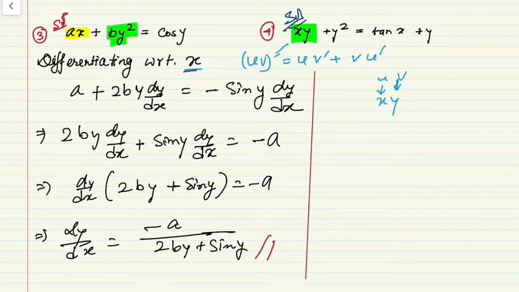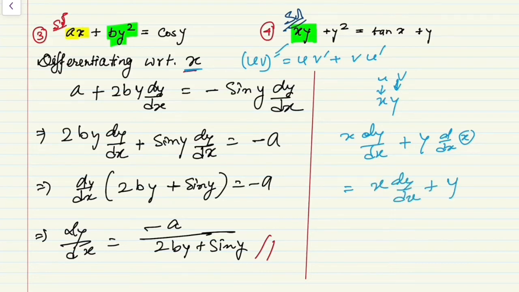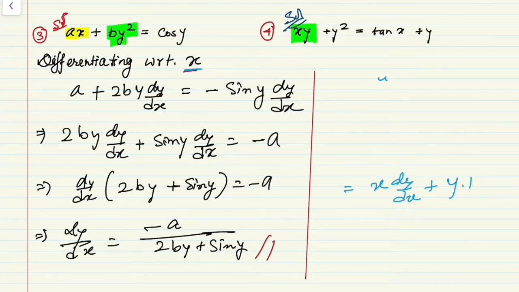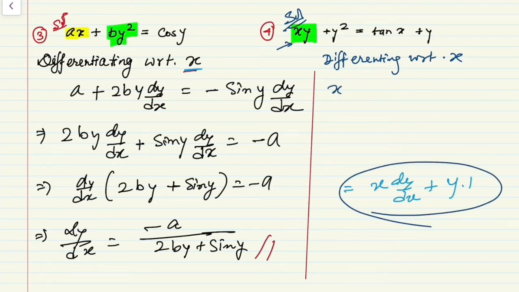So if you differentiate with respect to x, then first function, that is x, times the derivative of y, that is dy by dx, then plus y times the derivative of x. The derivative of x is 1. So we will get x dy by dx plus y into 1, that means y. So differentiating with respect to x, the derivative of this term is x dy by dx plus 1 into y, which is y.